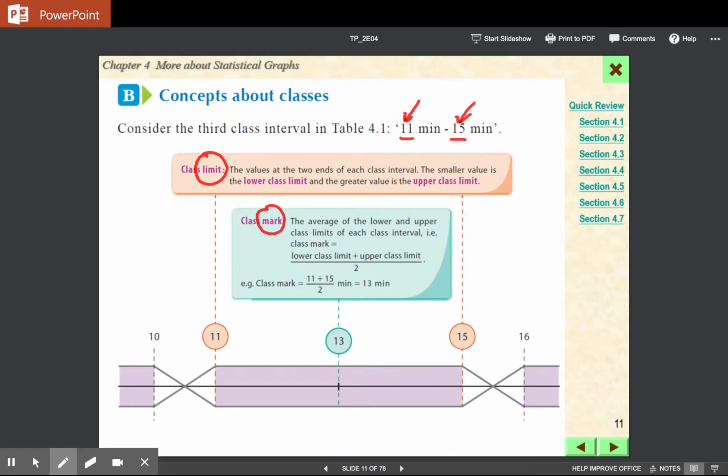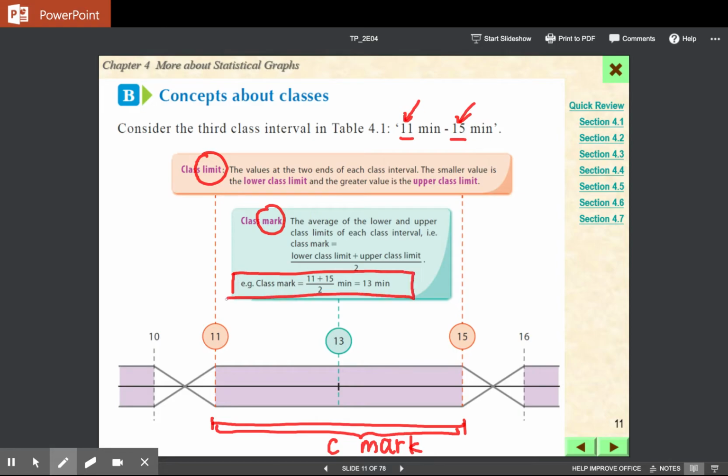And for one interval, we will use one number to represent the whole interval. This is what we call the class mark. The value is found by taking one half of the sum of the upper class limit and the lower class limit. And you should know that lower means smaller, while upper means larger.